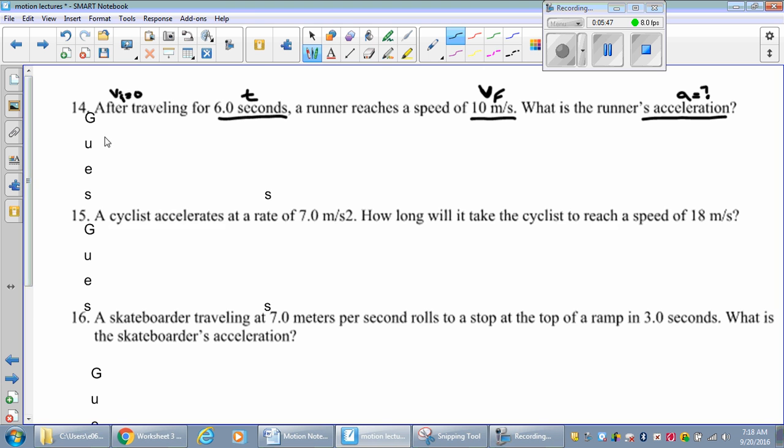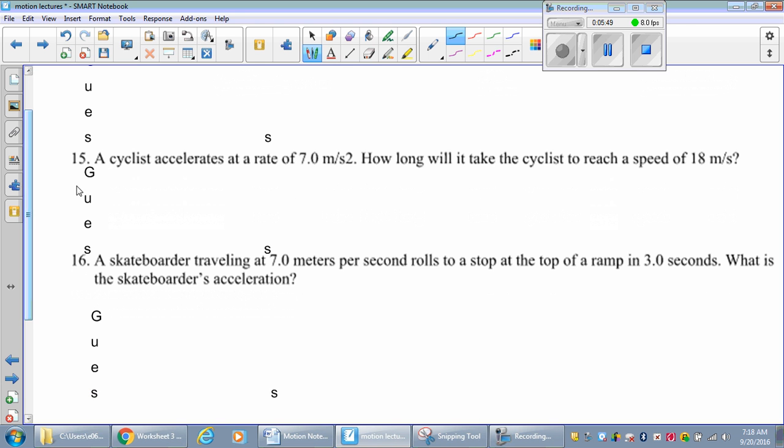All right, so let's go down to the next one. Cyclist accelerates at a rate 7 meters per second squared. So that's going to be acceleration. How long will it take? That's a what type of question? Time question equals question mark. To reach a speed of 18 meters per second. So that's our velocity final equals what? Okay. So again, if we are starting from rest, what's our velocity initial? Starting from rest, that's going to be 0 meters per second, right?